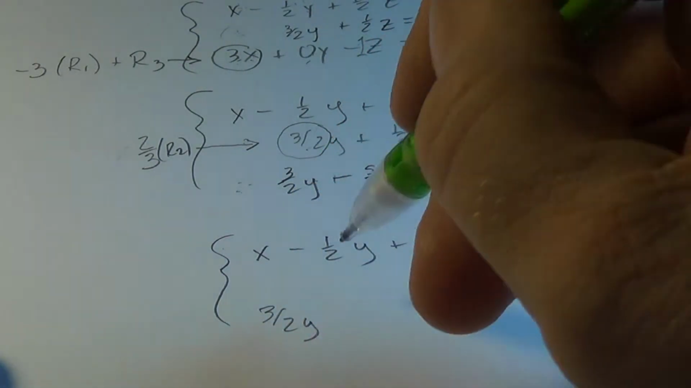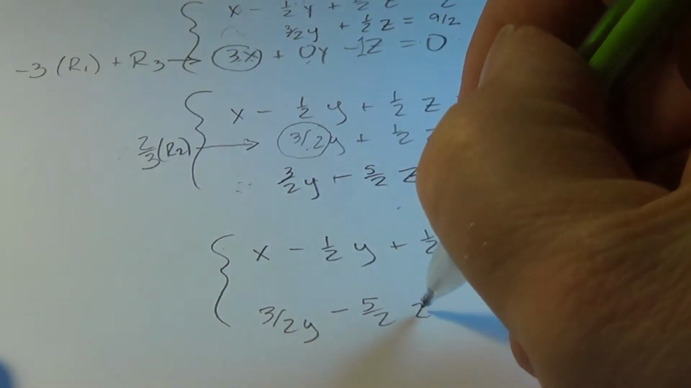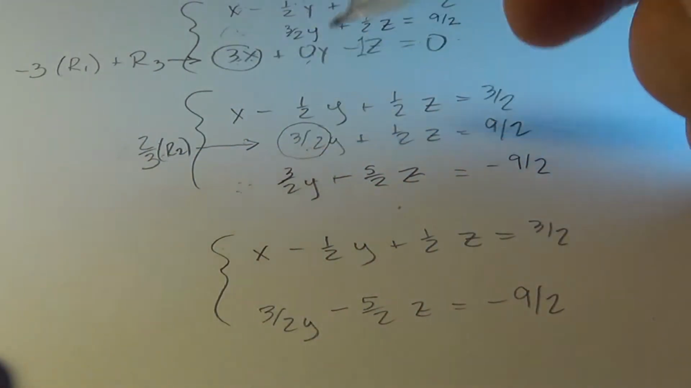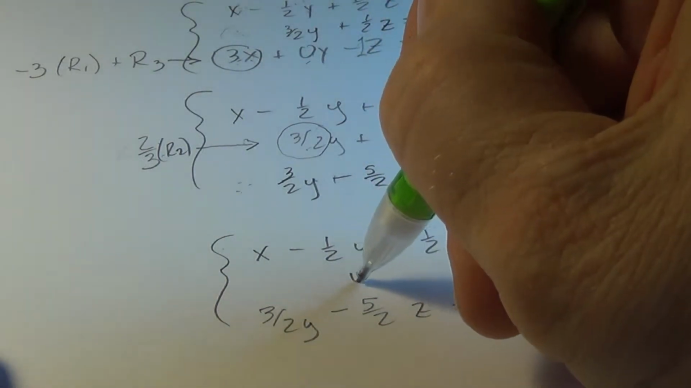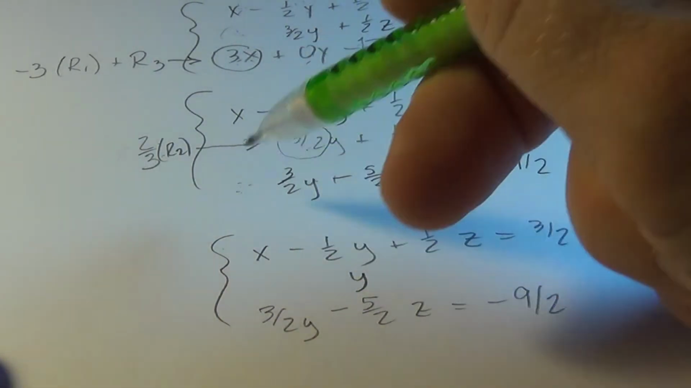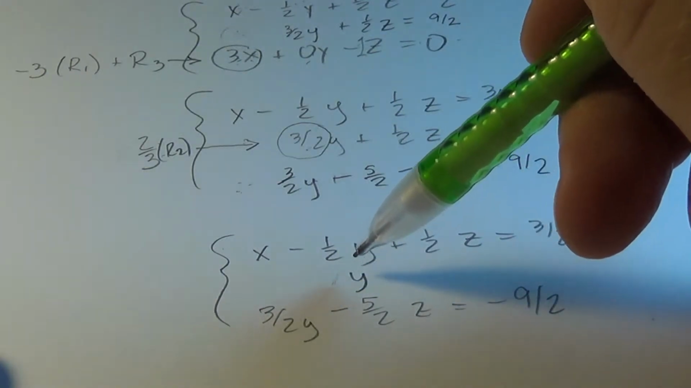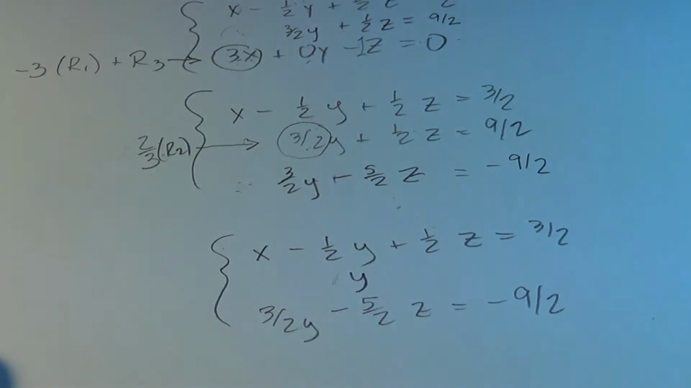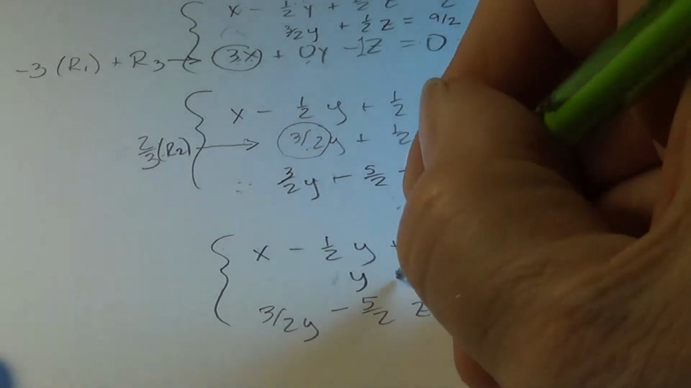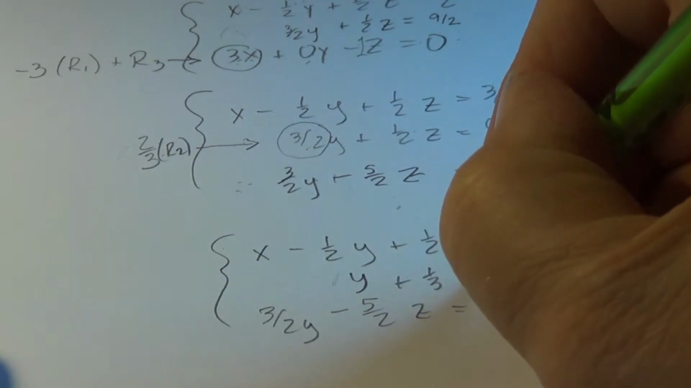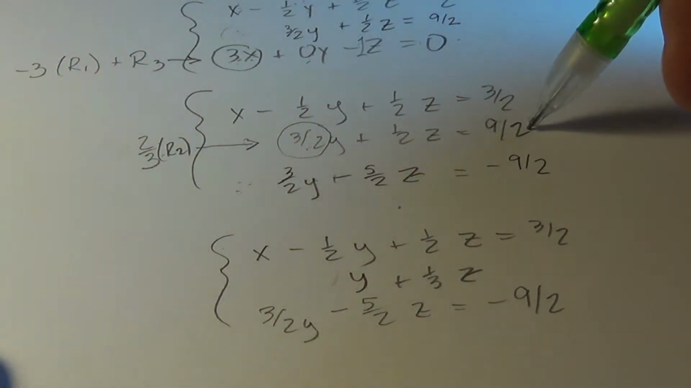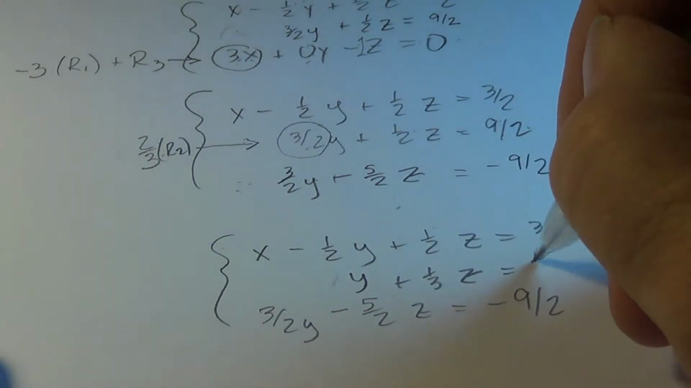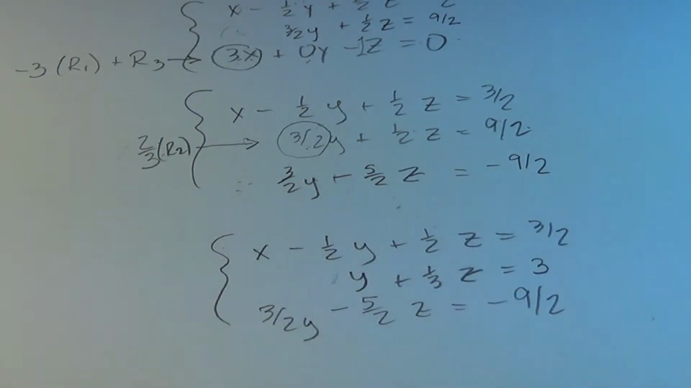Is that a minus sign? It is. And when I multiply 2/3 times this, it becomes y, just 1y, which was my goal. I wanted the coefficient here to be 1. And then 2/3 times 1/2 is going to be 2/6, which reduces to 1/3. And 2/3 times 9/2, I believe, gives me a 3. Alright, so mission accomplished there.